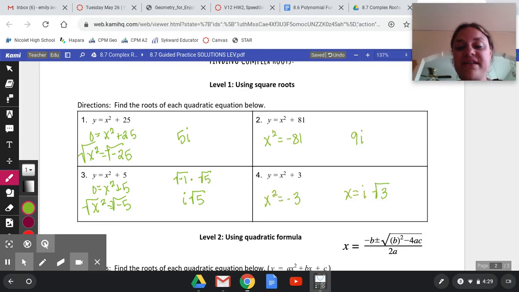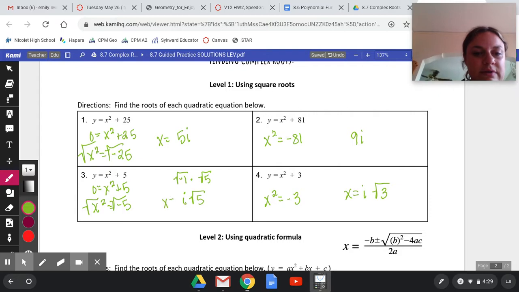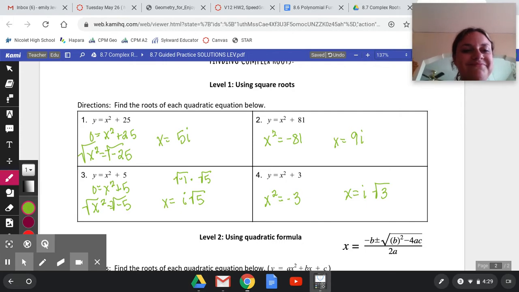Okay, so you should have gotten these two answers. x equals 9i. Sorry, I just realized I made a mistake on these, guys.